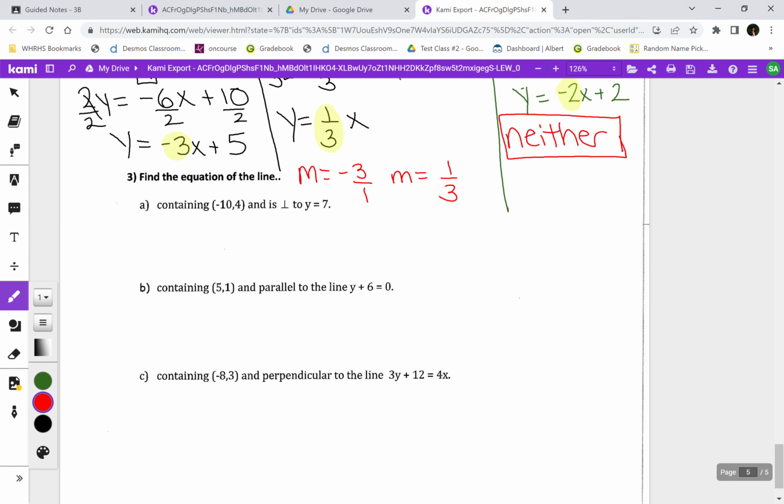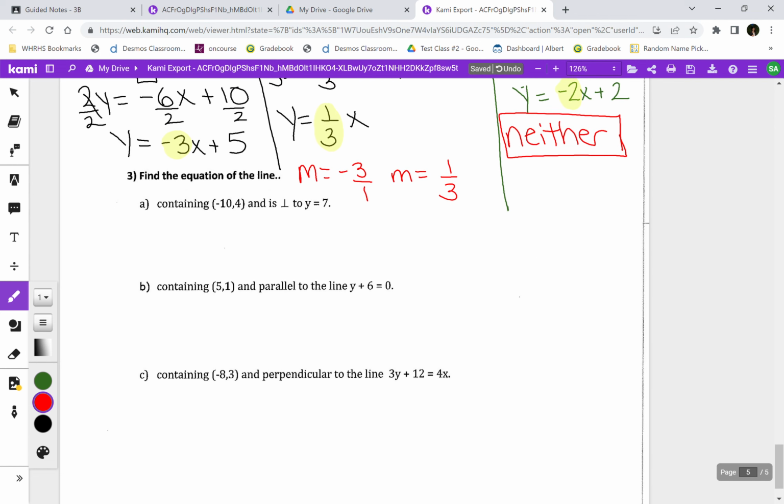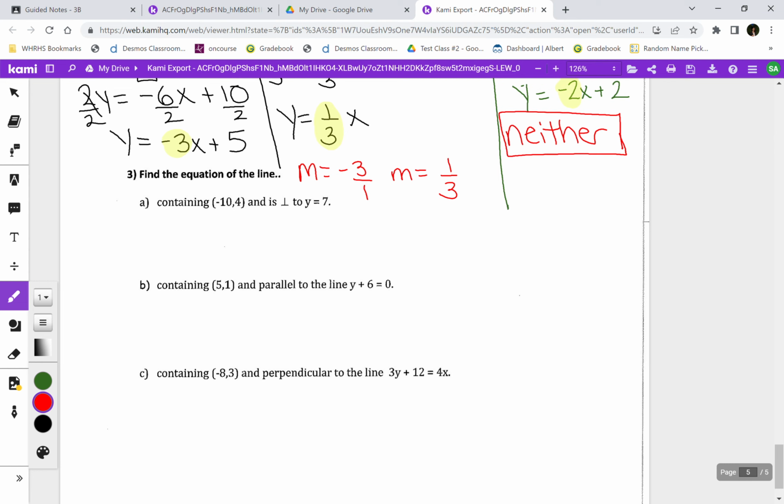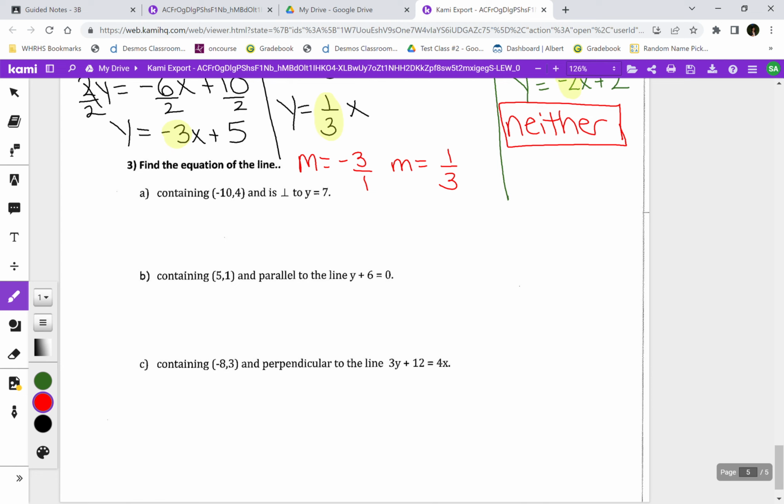All right, what do I want you to do next? Try letter C. Try letter C.